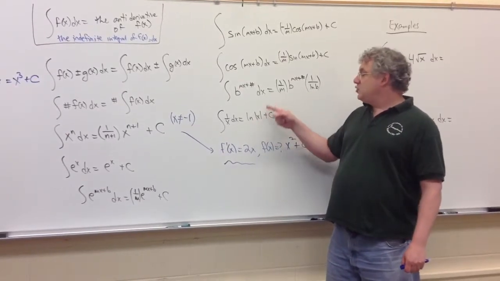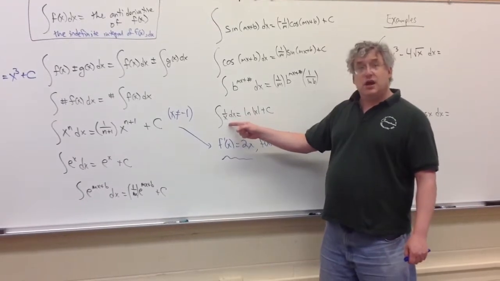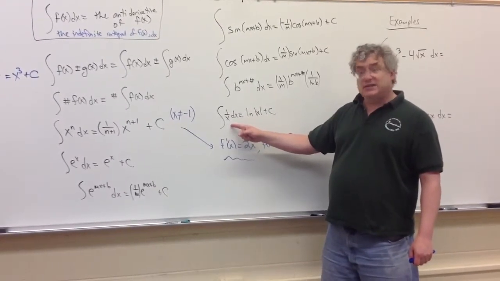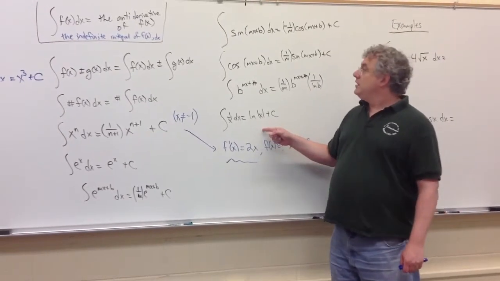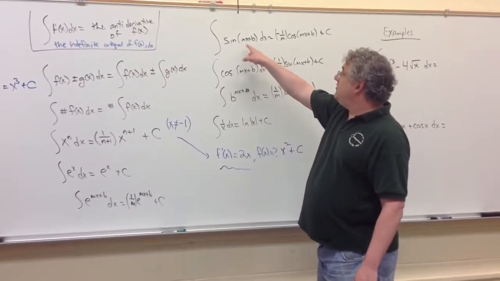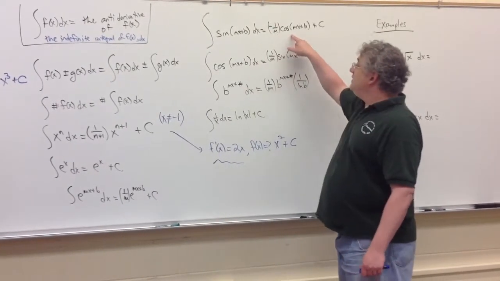But I'm putting actual absolute value bars here because we could actually do this function on the positive or the negative side of the axis. So we better be prepared for it over here. A couple more. The sine of mx plus b. It's the 1 over m. That's going to be cosine of the thing, and then the 1 over m.